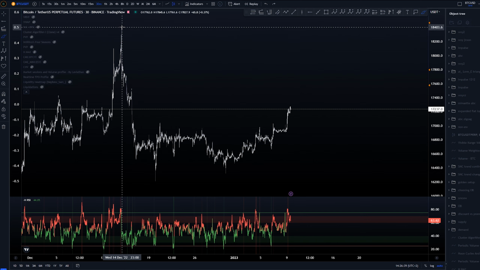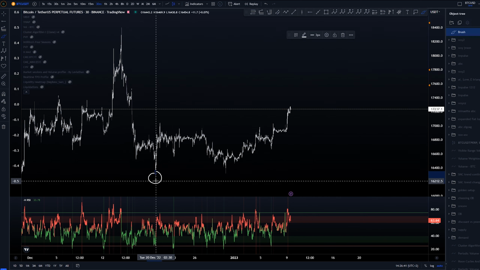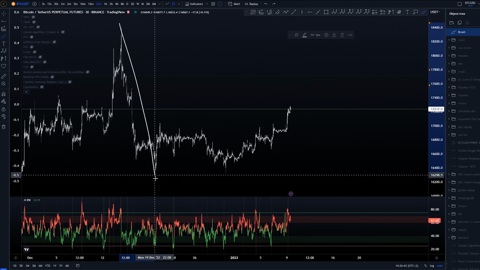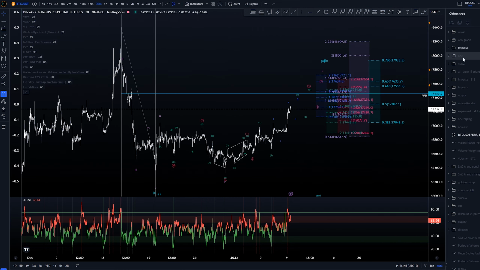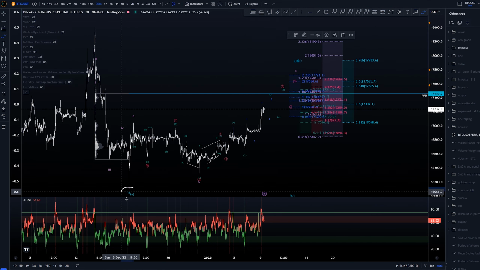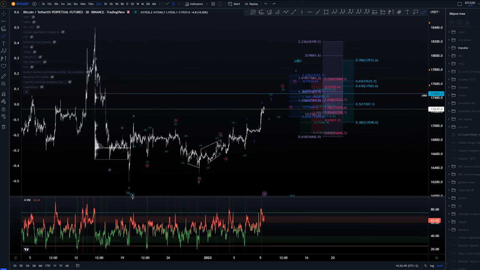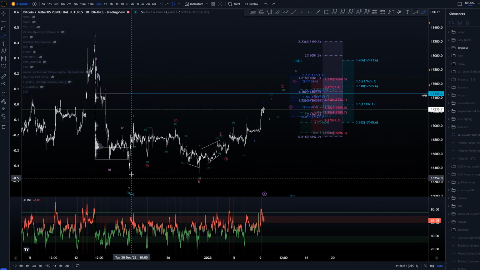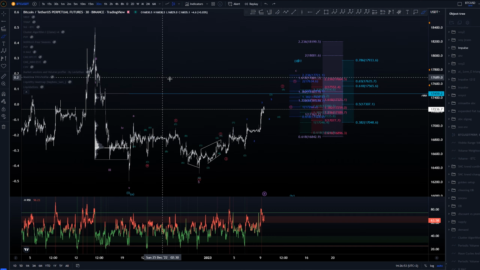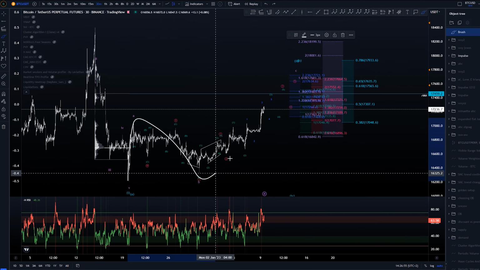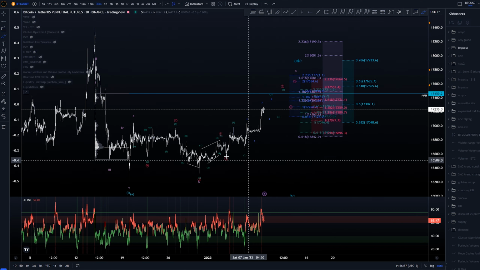18.4k is the start of the structure, and the end of the structure would be here at 16.2k, having this as a 5-wave structure coming down in the form of an impulse. This would be a wave A or wave 1 down here, and then we would be looking for a corrective structure that would be correcting this structure over here in this kind of form.